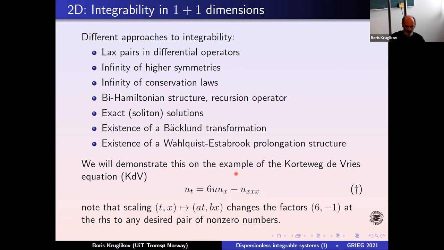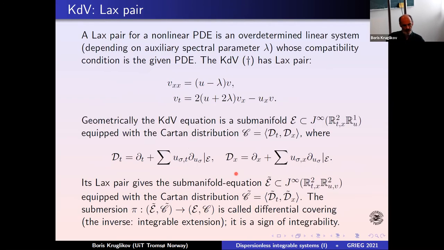First reason is because that's classical, how it was written by Businesk, but there are other reasons. Okay, so a Lax pair for KdV. A Lax pair for nonlinear PDEs is an overdetermined linear system, sometimes depending on an auxiliary spectral parameter lambda, whose compatibility condition is the given PDE. So for KdV, the Lax pair is the following.